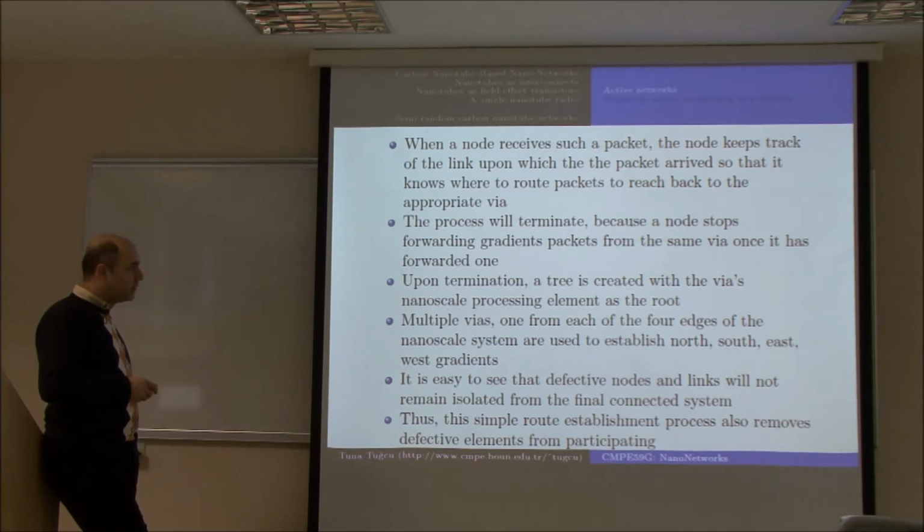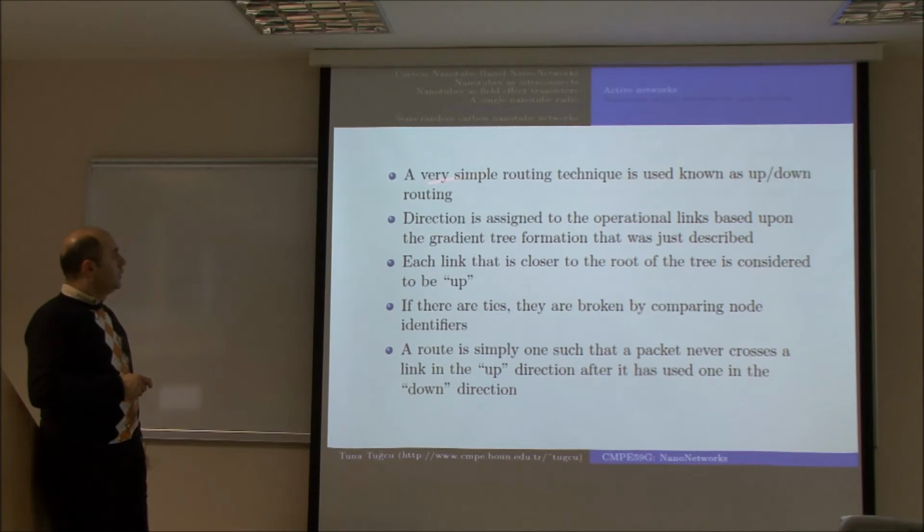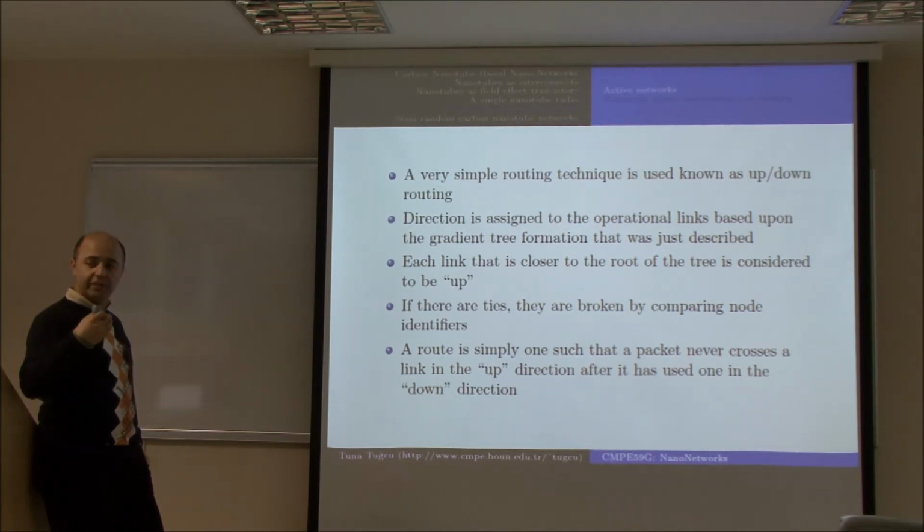Okay? So this concept discussed under the topic of active networks is already very similar to what we have been doing for the wireless sensor network. So similar ideas are used in multiple places. A very simple routing technique is thus used to know the up and down routing. Up and down are actually showing the direction, whether you want to go to the wire or you're receiving something from the wire.